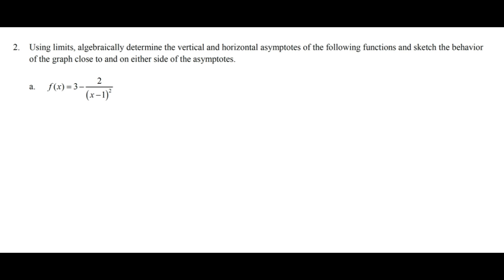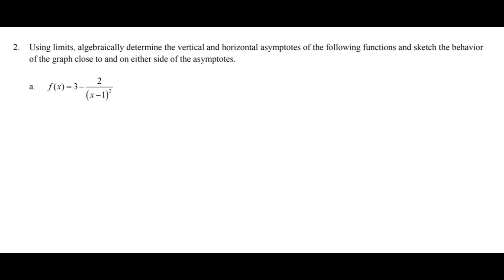Now, using limits, algebraically determine the vertical and horizontal asymptotes of the following functions and sketch the behavior of the graph close to and on either side of the asymptotes, right? Again, very important that we do either side because we don't know. Is it going up to positive infinity or negative infinity? It's a vertical asymptote, and we know it's going to infinity, but is it positive or negative? So we have to examine either side of each asymptote.